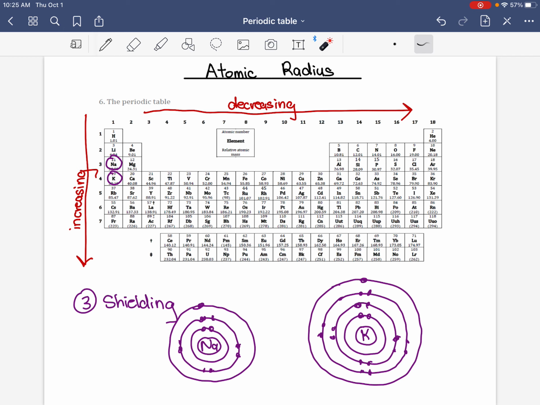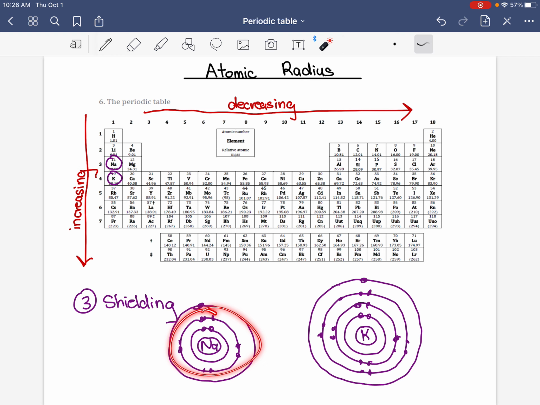That is shielding. If you look carefully, of course, there are 3 layers of shielding for potassium, and really only 2 layers of shielding in sodium. So you can see that the shielding effect between the sodium's nucleus towards its valence electron is less than the shielding effect of potassium's nucleus towards its valence electron. 3 layers of shielding versus 2 layers of shielding. This is less shielding, so therefore the attractive force is stronger here than here.